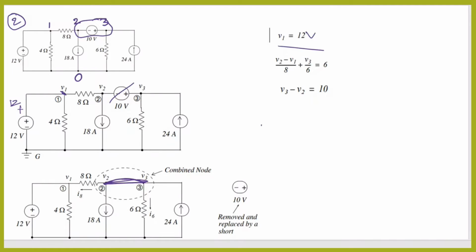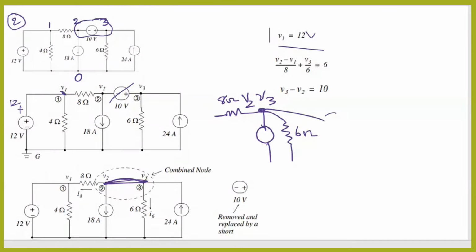Node 2 and node 3 formed a super node. So how many elements are connected to this super node? Suppose V2, V3 are formed as super node. To this, 8 ohms is connected, and to the same node a current source is connected, and to this same node 6 ohms is connected, and again a current source is connected. So V2 and V3 become the same.